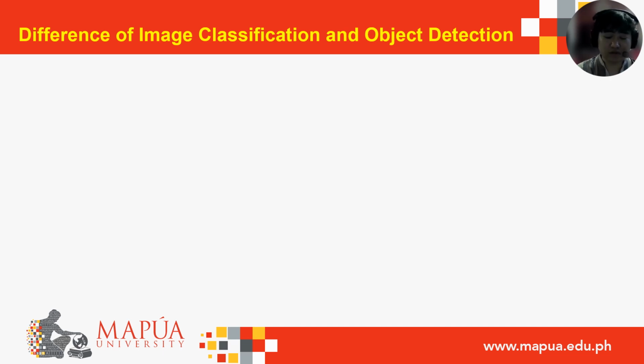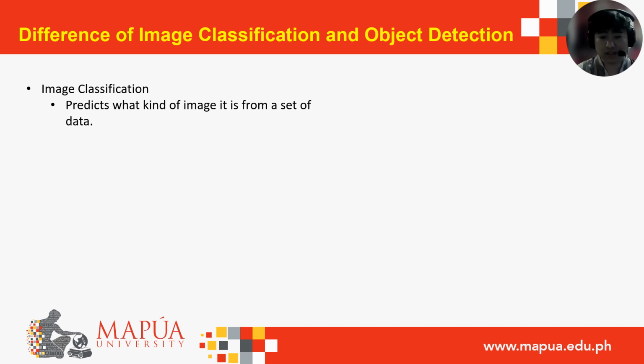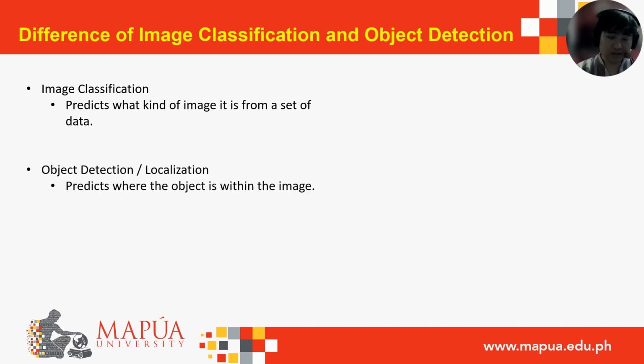But what is the difference between the two? In layman's terms, image classification predicts what kind of image the sample image is from a set of data. In our case, a rust image may be classified to no rust, slightly visible rust, or heavy visible rust. On the other hand, object detection predicts where the object is within the image. In our case, the rust locations within a classified image are detected.